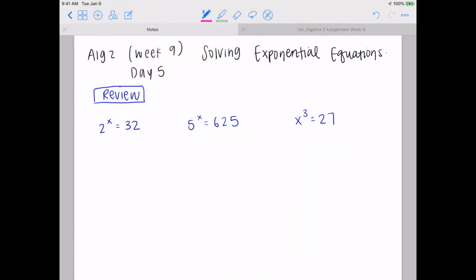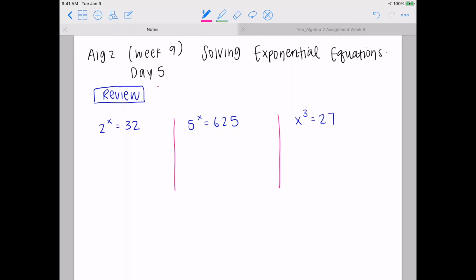Okay, so in this lesson we're still going to be using log, and I'm going to start off by reviewing a few questions with you, and then we'll go into what we're going to learn today. So the first question: if I have to solve 2 to the x power equals 32.